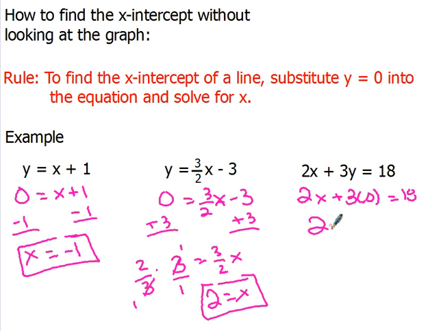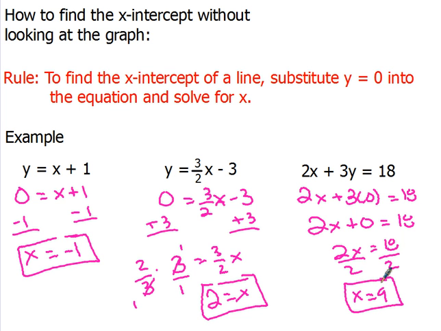And over here, this is going to end up giving me 2x plus 0 equals 18, which is just really 2x equals 18. Divide by 2, divide by 2. So x equals 9. So that's how we find the x-intercept of things without a graph.